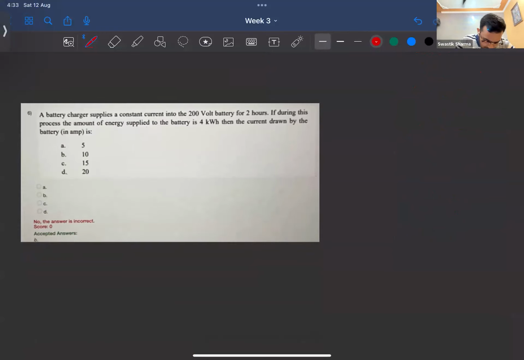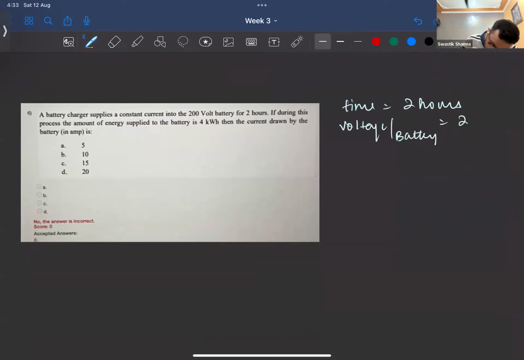So this battery charger supplies a constant current into a 200 volt battery for 2 hours, right? So time is given as 2 hours. What is the voltage of the battery? 200 volts. And for the whole time, energy is 4 kilowatt hour. So what is the power? Power is nothing but E by T, and this comes out to be 2 kilowatt, right?